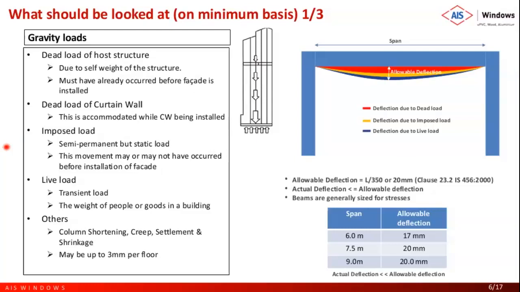So maybe your allowable deflection is 17 millimeter. Maybe as per the beam design, your calculated deflection itself should be maybe 12 millimeter or 10 millimeter or maybe less than that. So this goes as of now just as it is, without realizing the consequences of this. But as we are going more lean, as we are going taller, this becomes a point of concern for us.